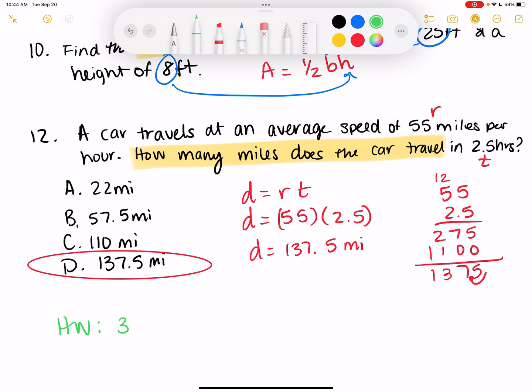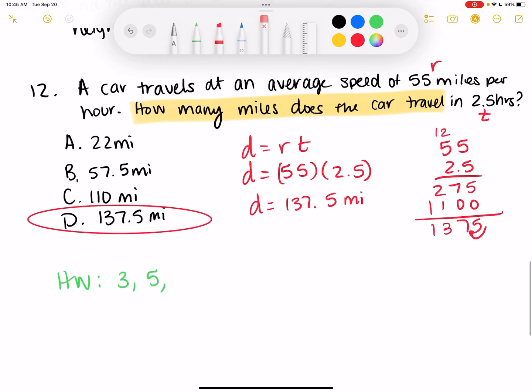So let's see, 3, 5. I was going to say do 7, but we already solved 7 basically by doing 6, so never mind. 9 and 11. Now with 11, I'm just going to make a note here really quick.